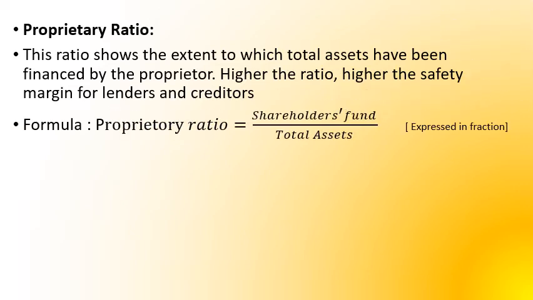Now the formula is proprietary ratio equals shareholders fund divided by total assets. It is expressed as a fraction. Remember, earlier we learned ratios are expressed in pure ratio form, like something to one, but this will be a fraction. Whatever it comes to, if it comes to 2:3, you keep it as it is. You need not convert it to 1.5:1. So it will be expressed in terms of a fraction, say 5/7.